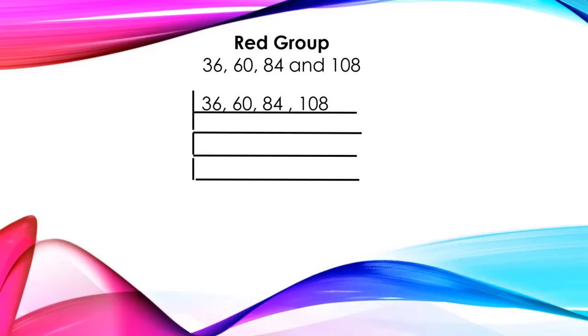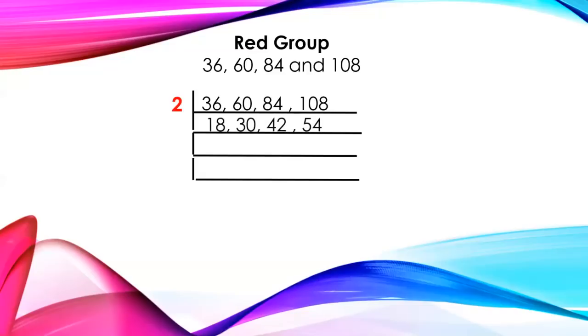So, as you have noticed in this set of numbers, these are all even numbers. Even numbers end with 0, 2, 4, 6, or 8. So, if the numbers are all even numbers, we could use 2 to divide them. Okay? So, our first prime divisor is 2.